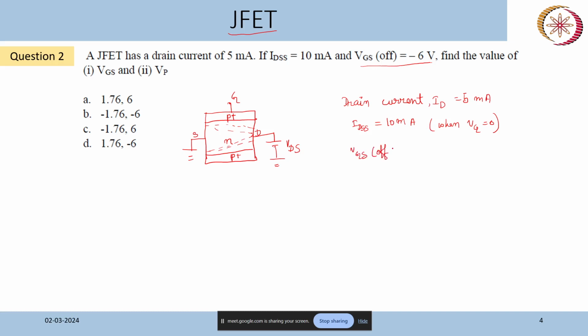VGS off is minus 6 volt. So by definition the pinch off voltage will be 6 volt. Why am I writing VP as plus 6 volt? Because by definition pinch off voltage is a positive quantity, a positive number.